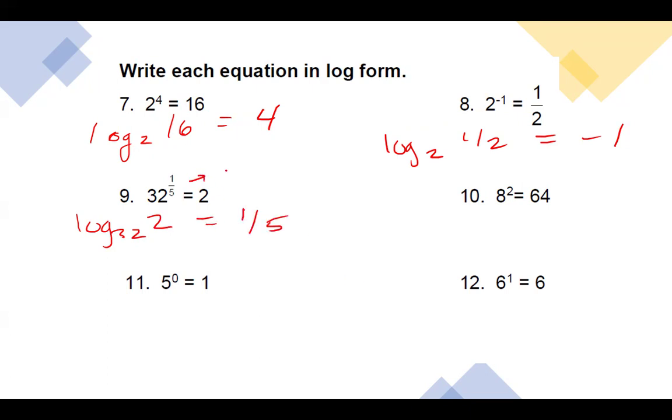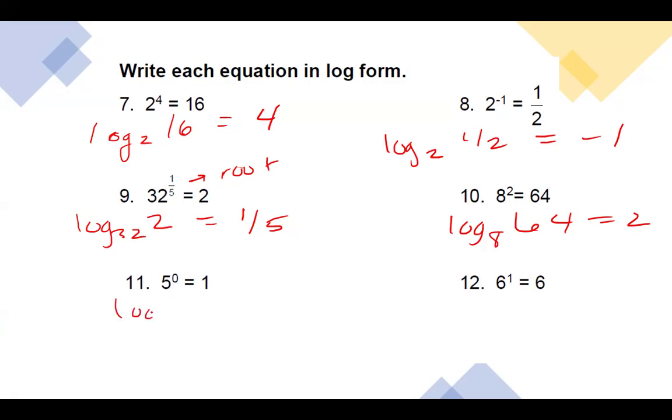Remember, this means that you're taking the root. So what number times itself 5 times equals 32, which would be 2. 8 squared equals 64 becomes log base 8 of 64 equals 2.